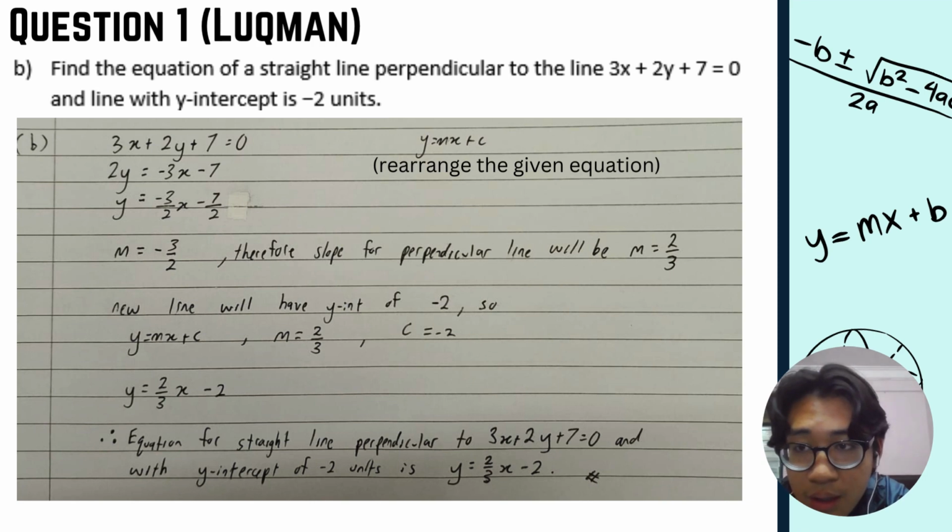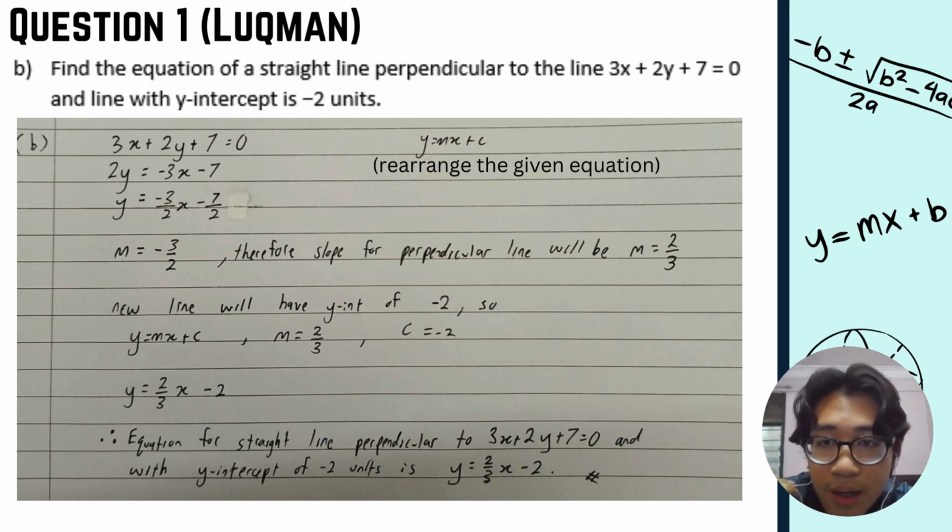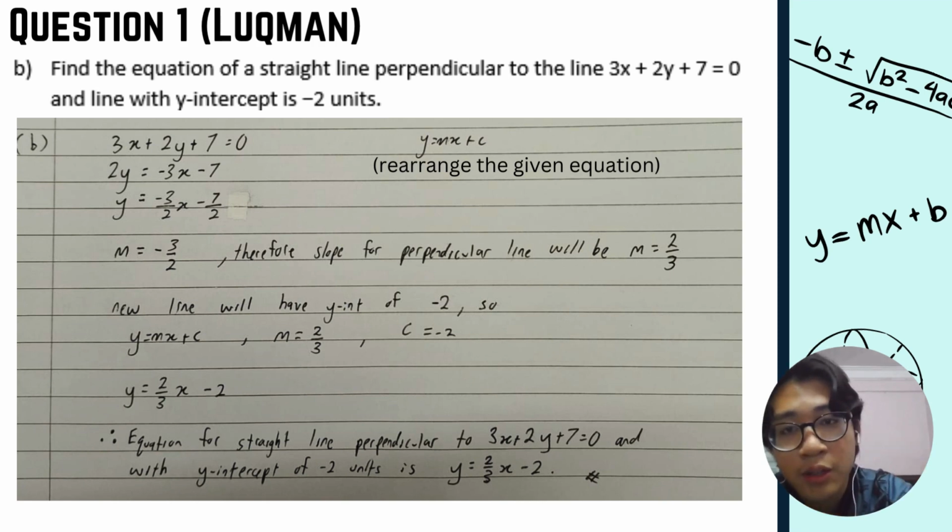So to find the equation of a line perpendicular to the line 3x plus 2y plus 7 equals 0, we need to find the slope of the given line first. So we need to rearrange the equation into the equation of a straight line, which is y equals mx plus c. So we can rearrange it as 2y equals negative 3x minus 7. But we only need one y, so we can bring the 2 to the right. So we got y equals negative 3 over 2 x minus 7 over 2. So according to the equation, our slope is m equals negative 3 over 2.